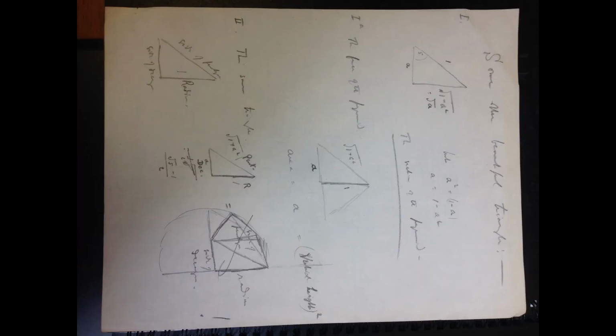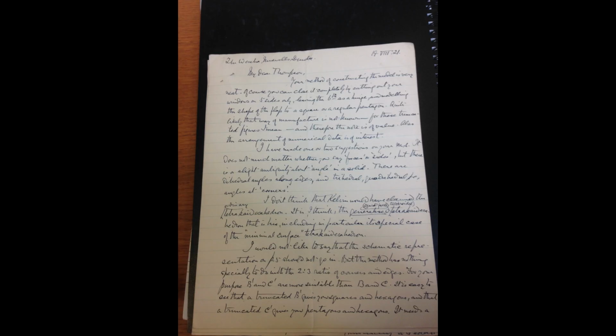Why is he doing this? Hard to know. Okay, so this is various pieces of geometry. "My dear Thompson, your method of constructing, 1921. Your method of constructing the model is very neat. Of course, you can close it completely by cutting out your windows on 5 sides and leaving only the 6th as a hinge and modeling the shape of the flap as a square or a regular pentagon. Blah, blah, blah. I don't think that Kelvin would have claimed this ordinary tetrakaidecahedron. I think he would have said it was a generalized tetrakaidecahedron."